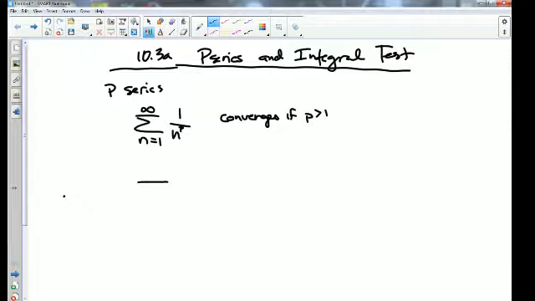So if I had this series here, we know it converges. P is 2, we know that converges. And it diverges in all other cases.